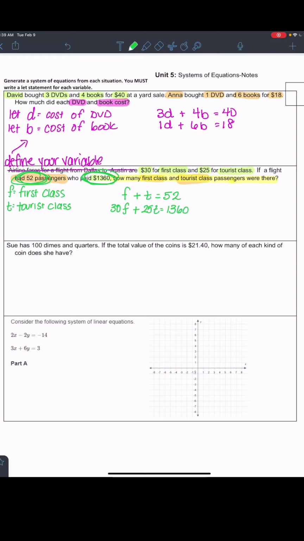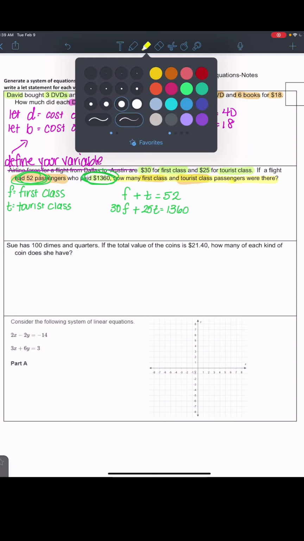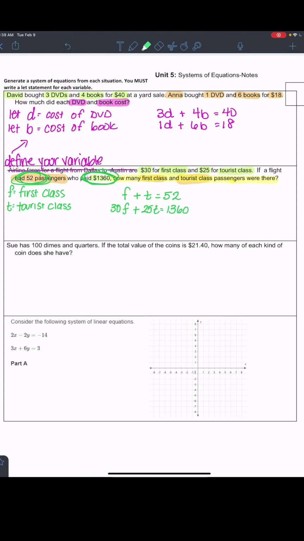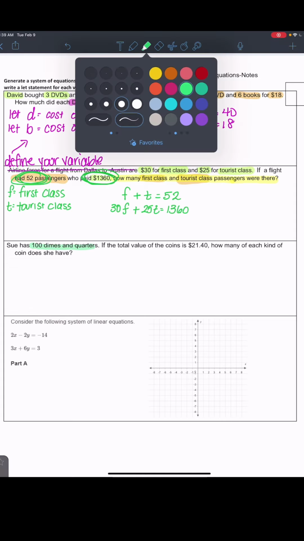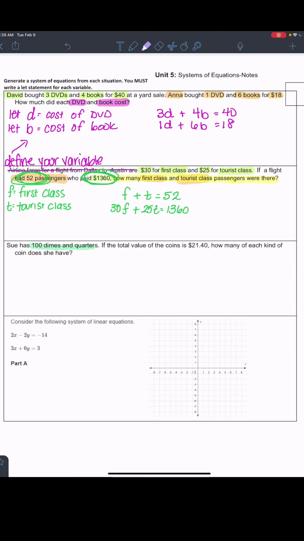So Sue has 100 dimes and quarters. If the total value of the coins is $21.40, how many of each kind of coin does she have? Well, let's go back through this and read this again. So Sue has 100 dimes and quarters. So total, she's got two types of things here: dimes and quarters. There's our two unknowns. So she's got 100 of them. We know that the total value is $21.40.